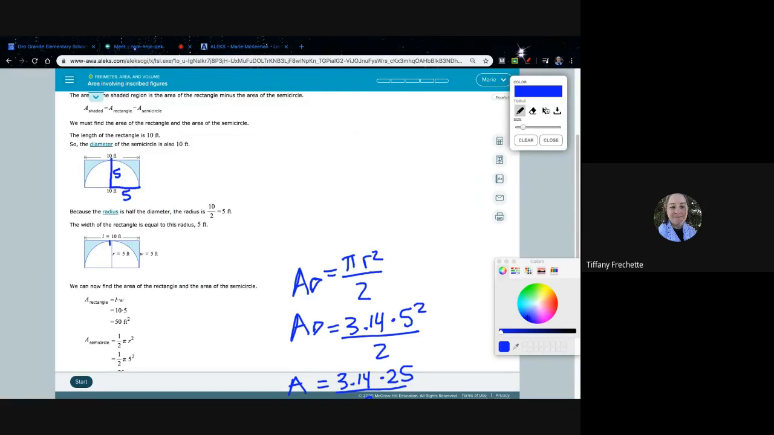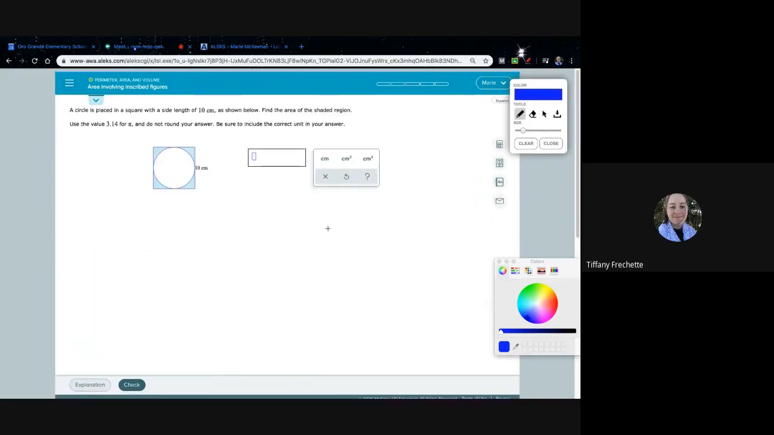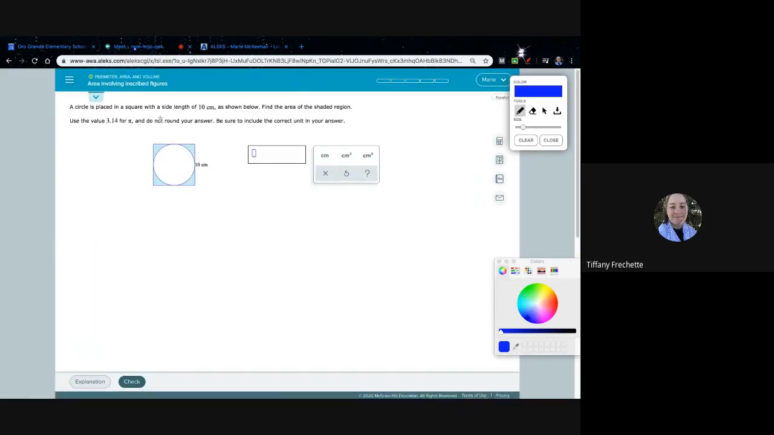All right, so let's go ahead and clear this and try this out. Okay, so a circle is placed in a square with side lengths of 10, as shown below. Find the area of the shaded region. Again, we're using 3.14. We're not rounding, and we need to make sure we choose our units before we click check. All right. So we have a square with 10 centimeters.